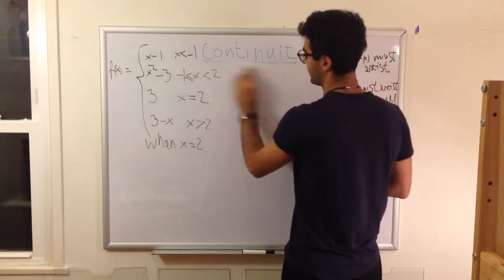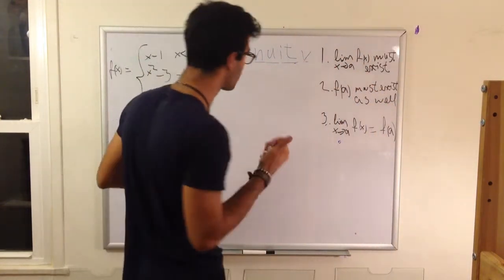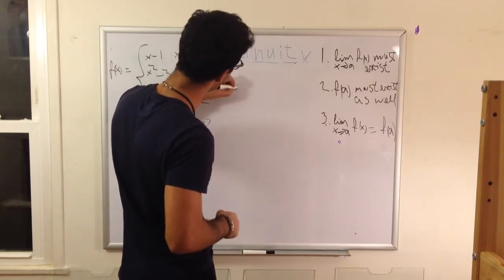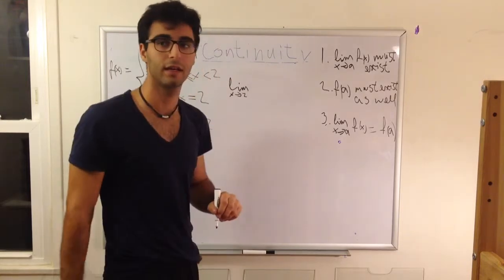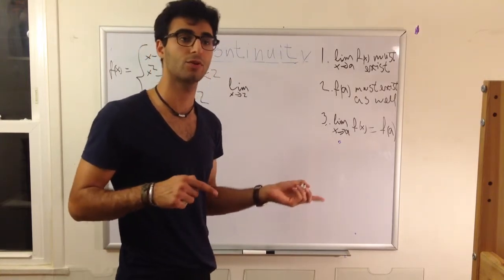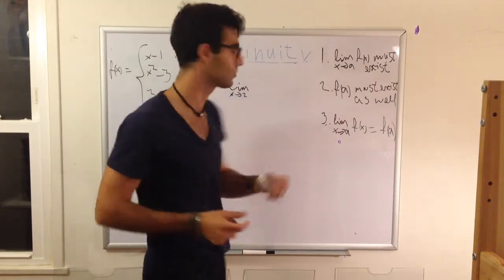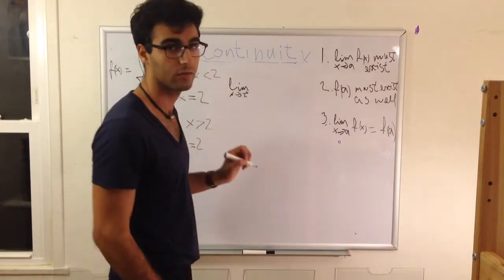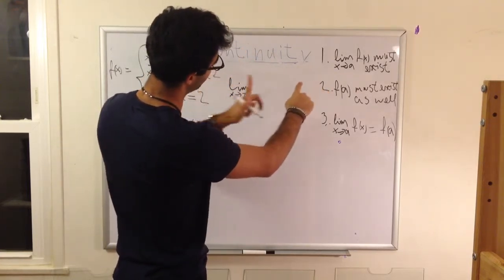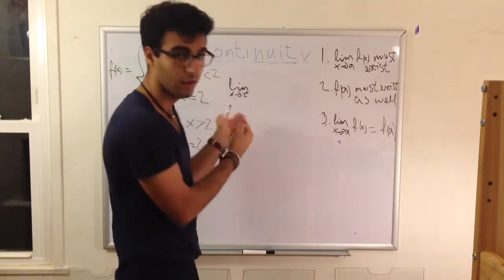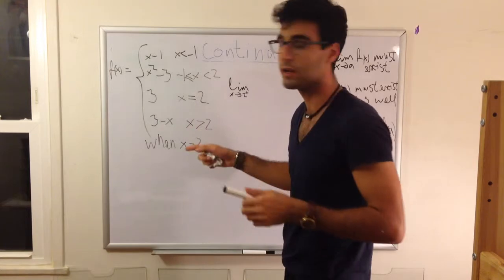Okay, so let's see. First condition: the limit as x approaches a, x approaching 2 in our case. Approaching 2 means from the right side and from the left side as well. So let's write plus for the right side. Visualize the function at 2 from the right side. Our x's must be greater than 2. So where is our x greater than 2?